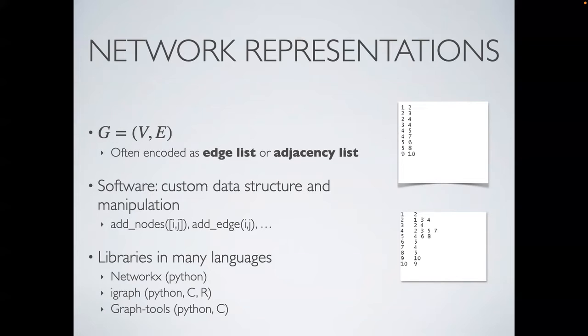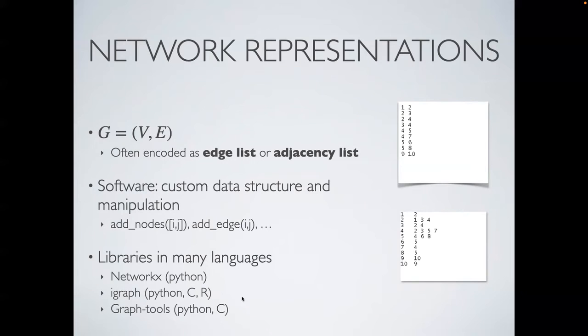We often encode the graph as an edge list like this. It's equivalent to a sparse matrix, if you know about that, or an adjacency list. An adjacency list means that you have a node in this column, and then all its neighbors are listed just after. The structure that you have to use in terms of coding depends on the application you want to make.